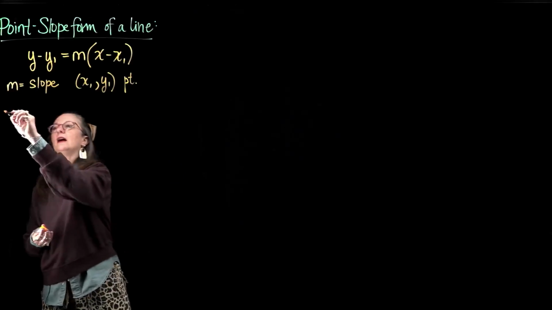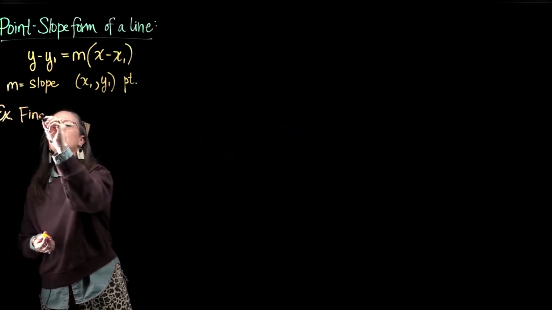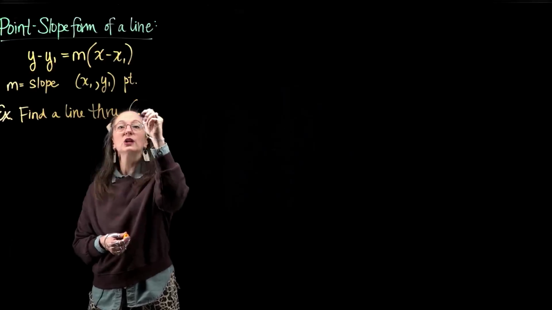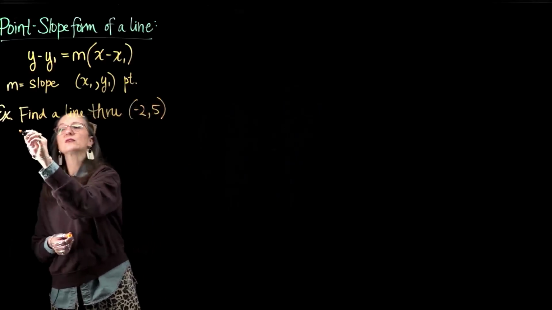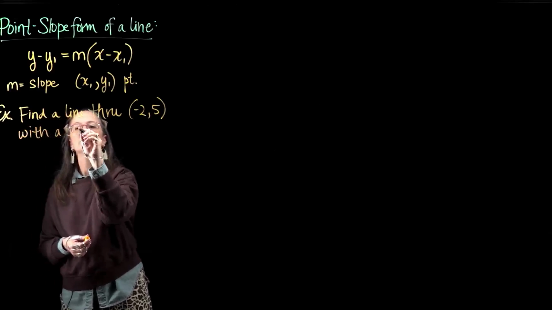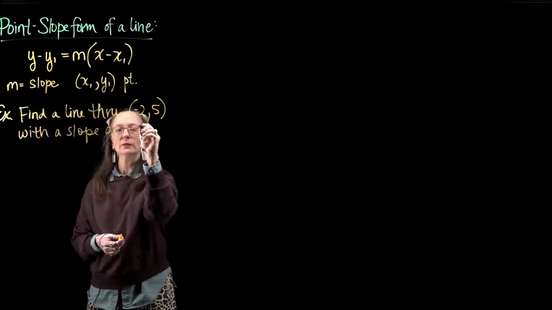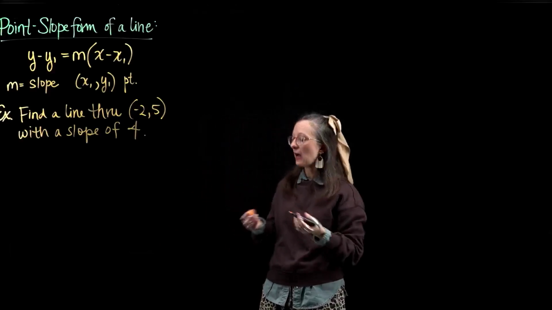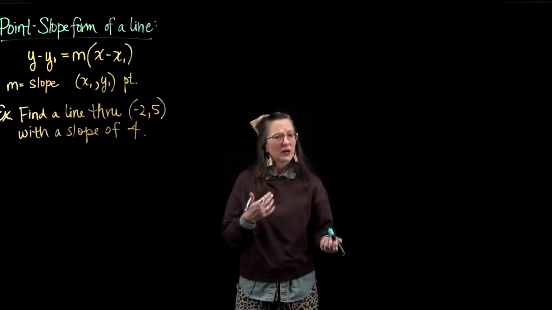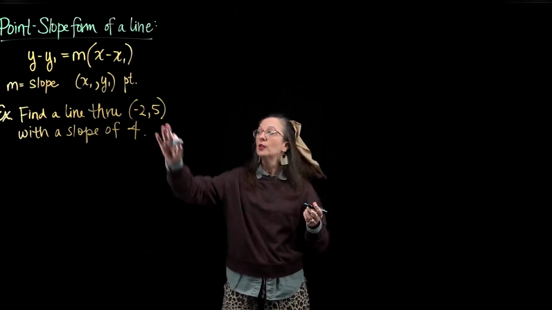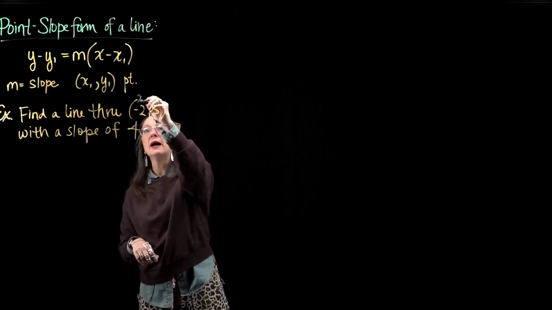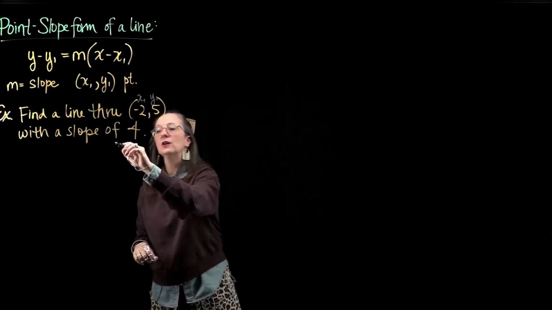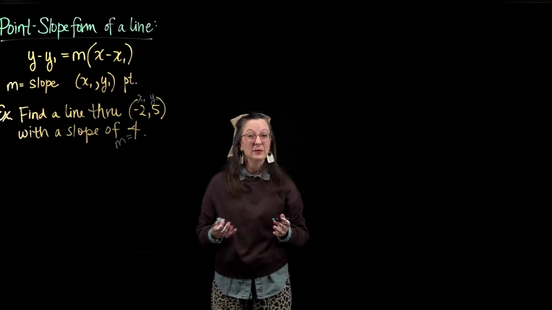So for example, you might see something that looks like, find a line through -2, 5 with a slope of 4. Okay, so we've been given enough information to find this line. We just have to figure out, where does everything go? Well, the point that it goes through is going to be my x1, y1. And the slope of 4, that's going to go where my m is.